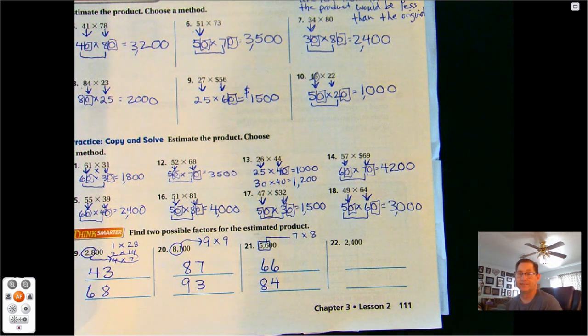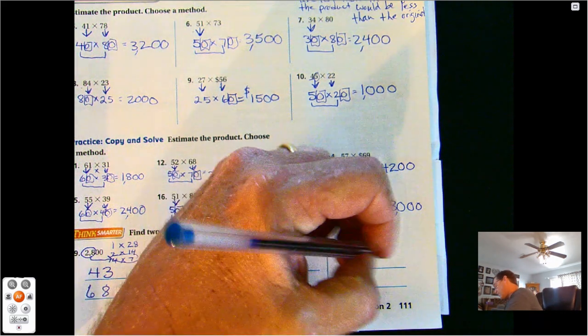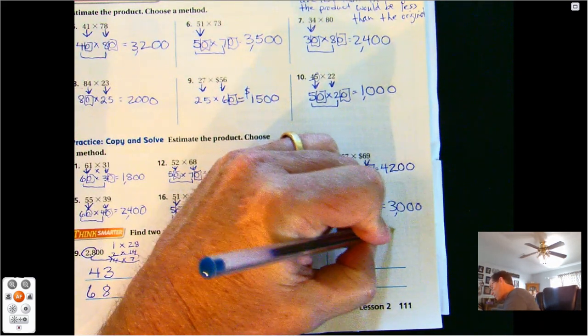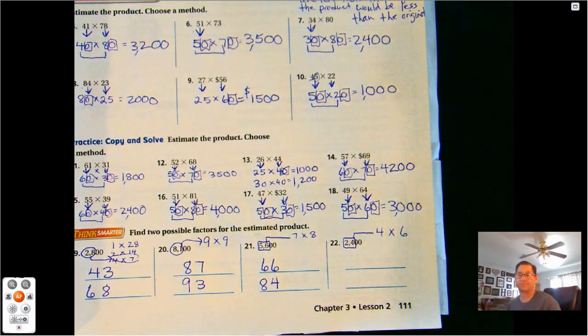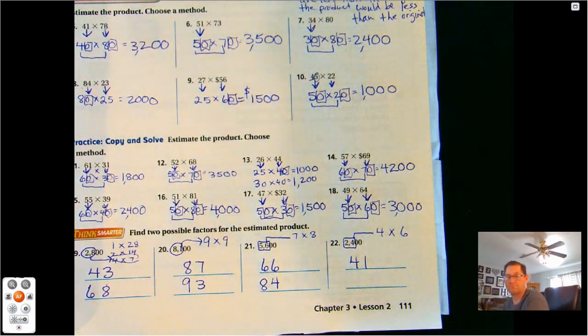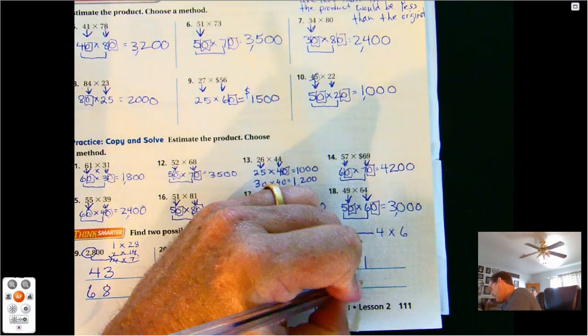And now finally 24. Well, I think I'm going to use 4 and 6. So it's actually 40 times 60, right? So I need, let's go 41 times 61. Both of those numbers would round down to 40 and 60.